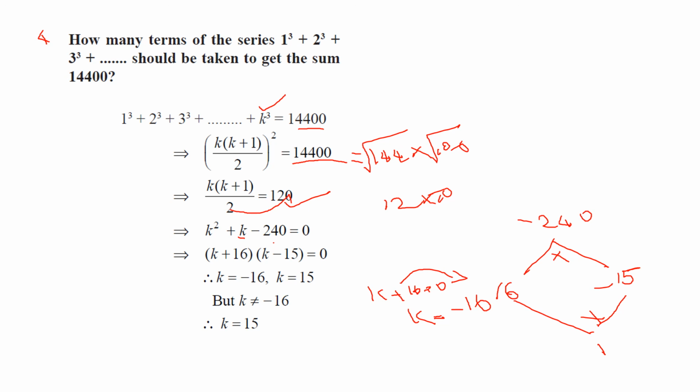So k minus 15 equal to 0. k equal to minus 15 will come to the right hand side, plus 15. So our answer is k equal to minus 16 and k equal to 15. But our value is not negative, so k equal to 15 is the answer.